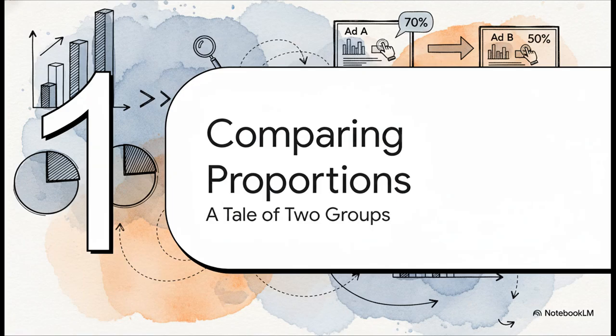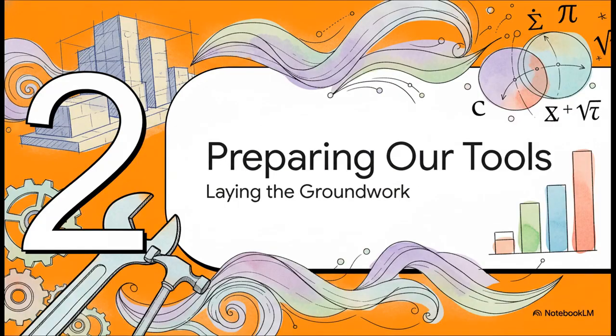First up, we're talking about comparing proportions. And really, all that means is we're comparing two percentages. Think click-through rates, conversion rates, that kind of thing. Okay, so before we can start using our awesome new tools, we gotta lay a little groundwork. Just a couple of key ideas we need to get straight so we know we're doing this the right way.